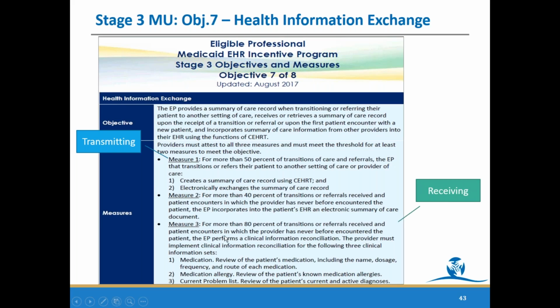Now, the second thing that I want to point out from this screen is that in meaningful use stage three, they're also asking you to start receiving information from other providers. So it's not just sending out transitions of care to other providers. Now that you're going to start receiving that information into your systems, you're going to have to start incorporating it in your regular workflows. So now we're going to go over how to actually incorporate that into your workflows.